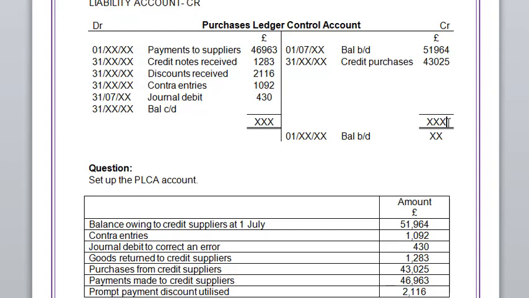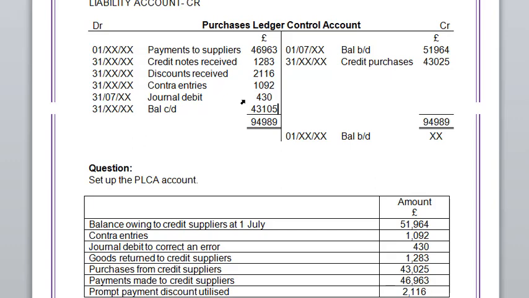The total of the credit is higher, so we have 94,989. I expect the two sides to add up to exactly 94,989. So the balance c/d will be the difference that I will plug in there, which is 43,105. I hope that has been useful.